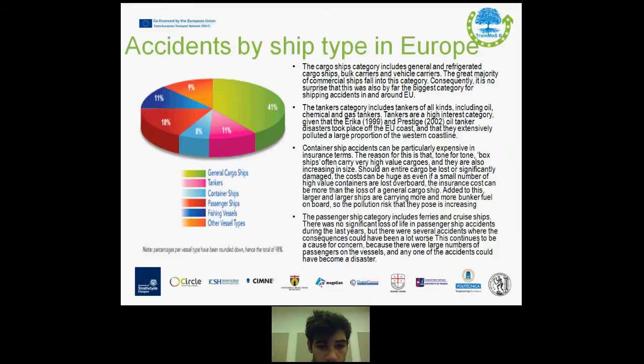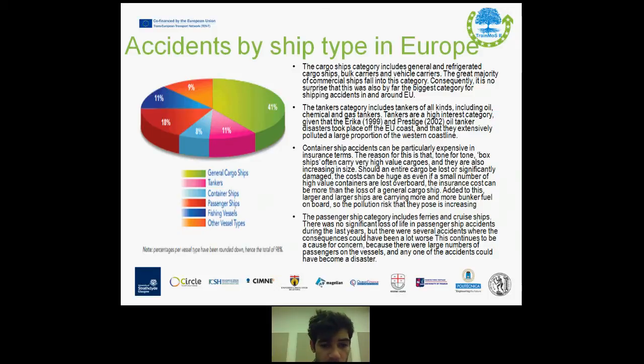The second largest category, with 11% of the maritime incidents, is the tankers category. The tankers category respectively includes tankers of all kinds, including oil, chemical and gas tankers. Tankers are a high interest category, given that the Erika and the Prestige oil tanker disasters took place off the EU coast and that they extensively polluted a large proportion of the western coastline.